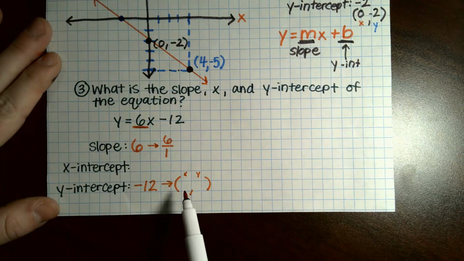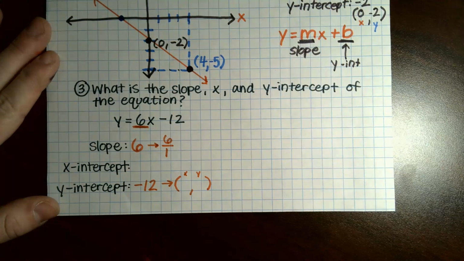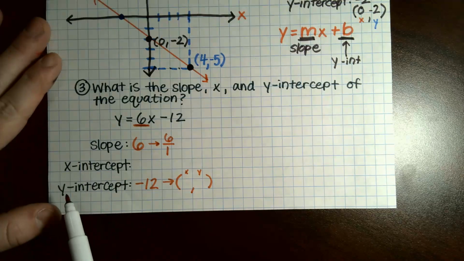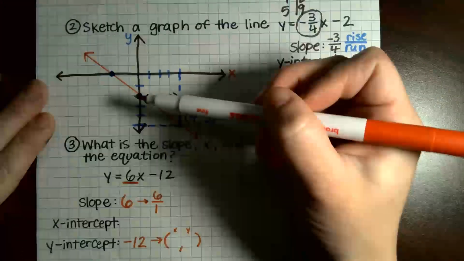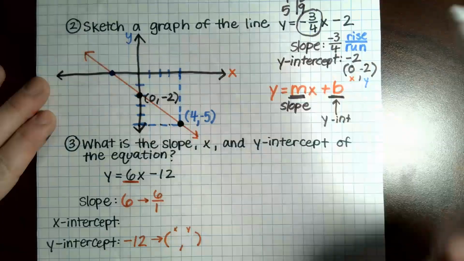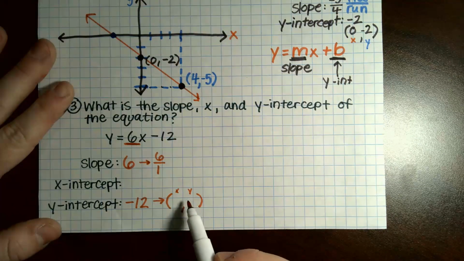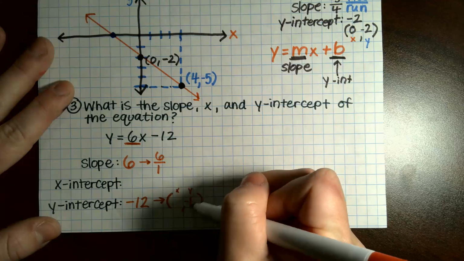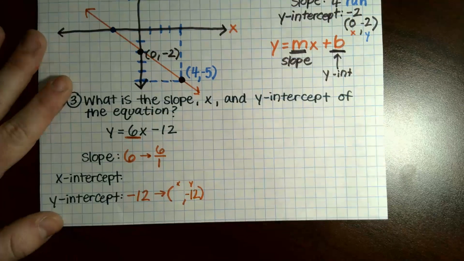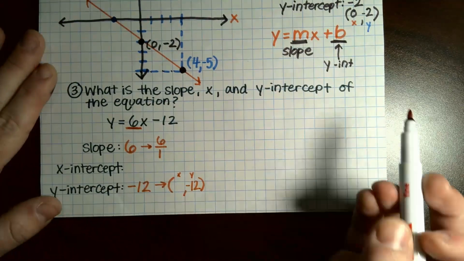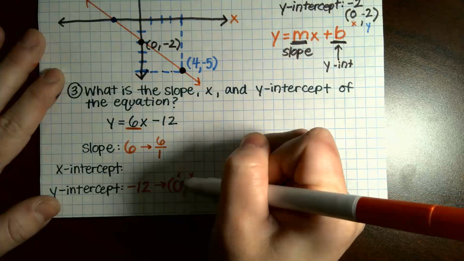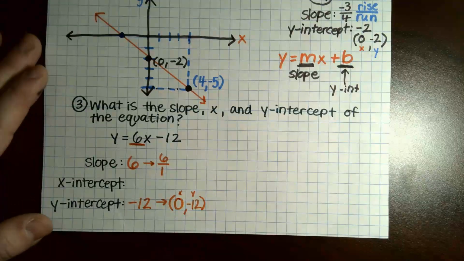In the x value or the y? The y value. The y-intercept is where it touches on the y-axis. Yeah. So we're going to put negative 12 in the y spot for the y-intercept. And then the other number is always going to be 0. So the x is 0.